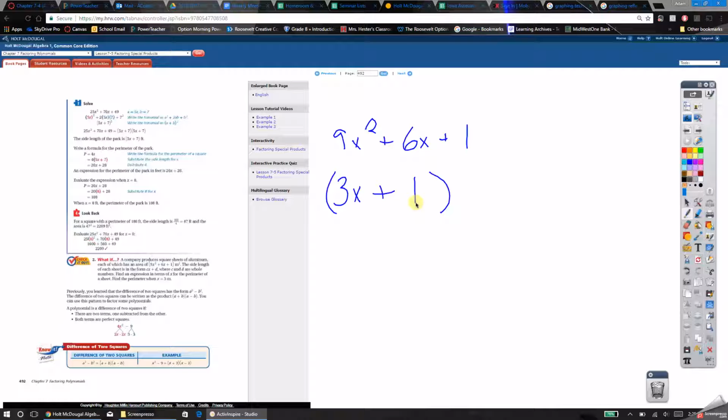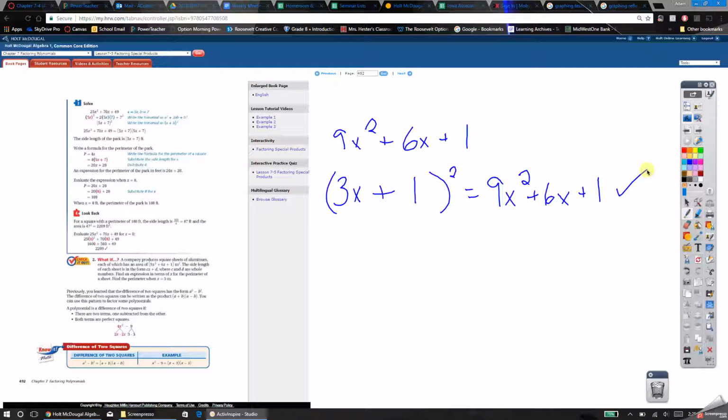So we're going to multiply everything out. Square the first term. That's 9x squared. I'm going to find the product: 3x times 1 is 3x, and I'll double it as 6x. And then square the last term. That's 1 again, so it worked.